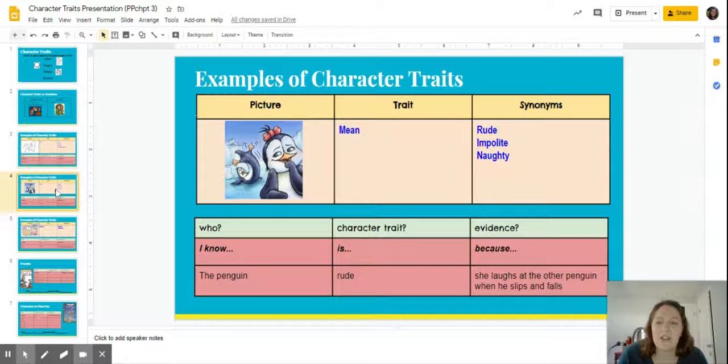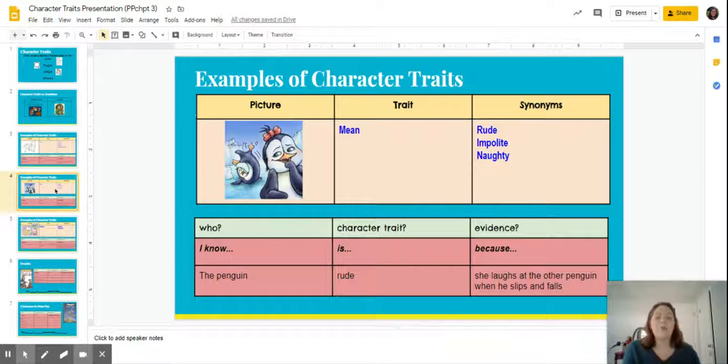Here's another image I want you to look at. You see a girl penguin. It looks like she's laughing at another penguin who slipped on the ice and fell. So a trait I might use to describe her is mean, rude, impolite or not polite, or naughty. All those words mean the same thing. So when I'm describing this girl penguin, I could use any of those character traits to describe her.